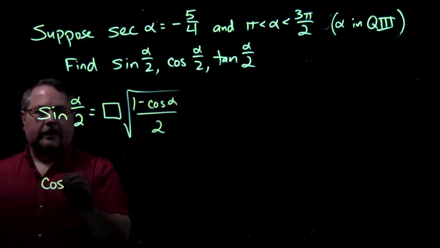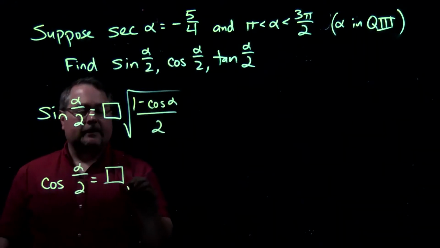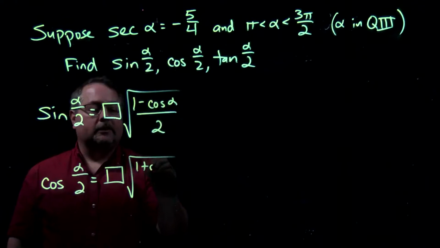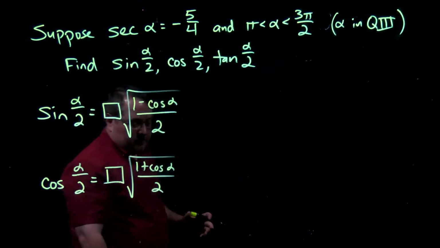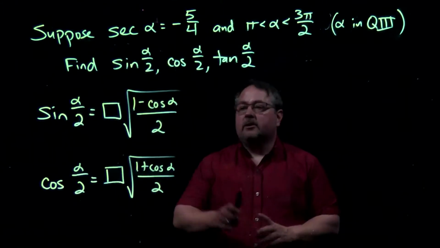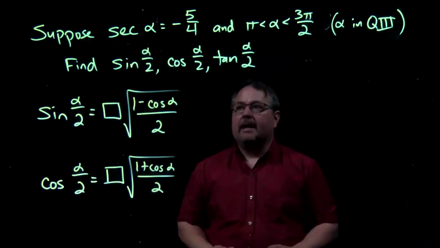And the cosine of alpha over 2, I'll do sine and cosine to start. That's going to be plus or minus the square root of (1 plus cosine alpha) over 2. So those are our formulas we're going to use. So we need to know two things. We need to know cosine of alpha, and we need to know if this is going to be a positive or negative square root.